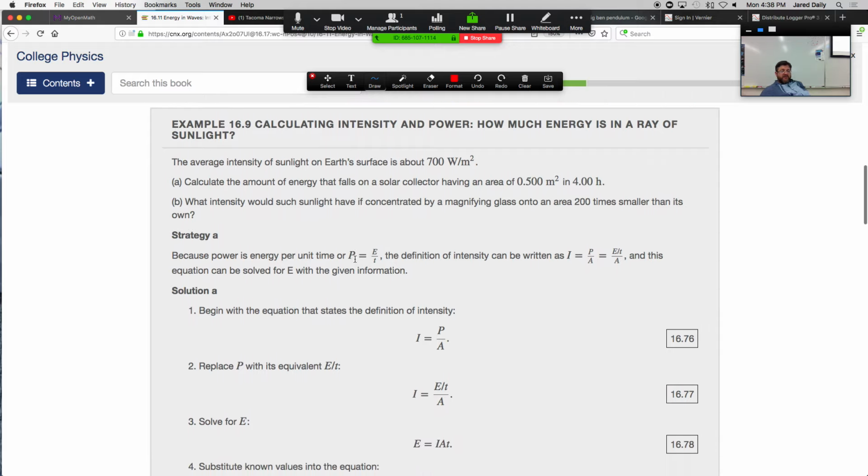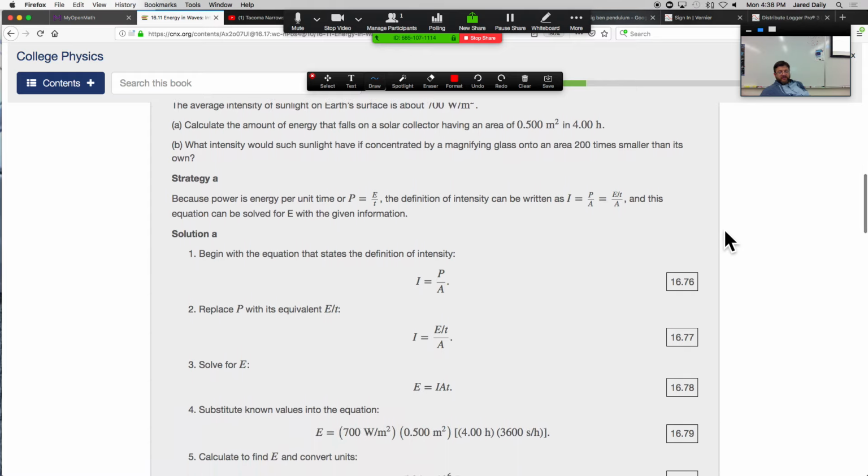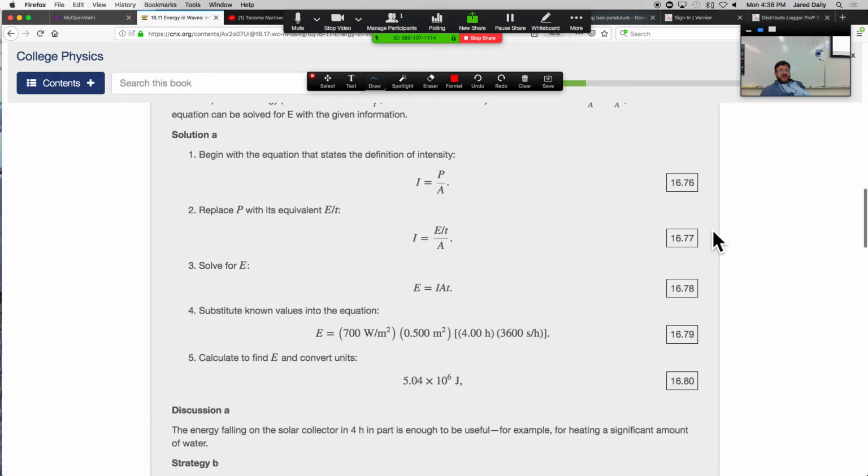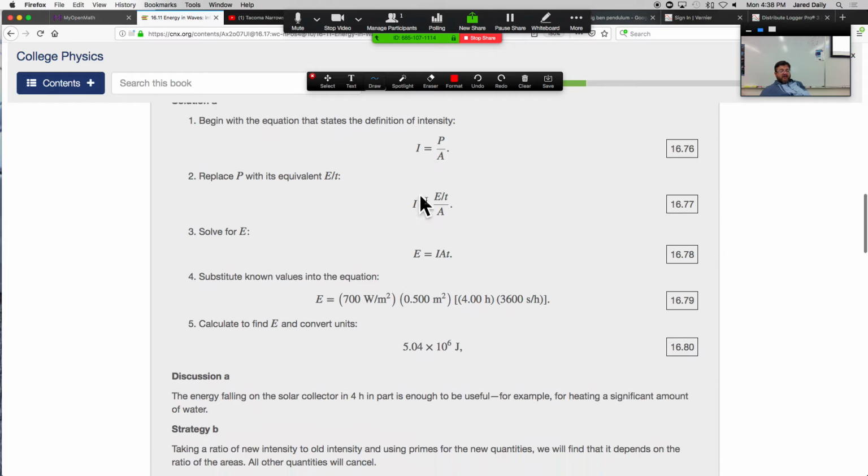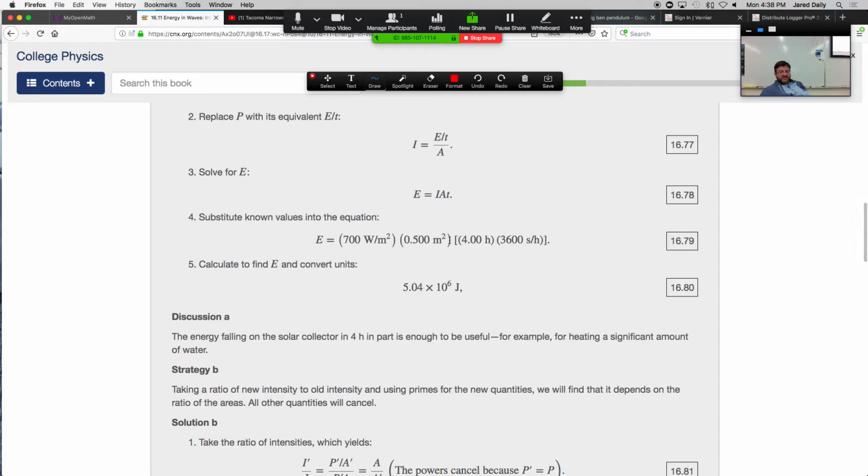And then in part B, they want to know what intensity such a thing might have if concentrated by a magnifying glass and air tube, so it's smaller in area, and probably pretty bright. And so they do this here. They put the energy over time here for power. The area is given to us, the intensity is given, and they can solve for the amount of energy.